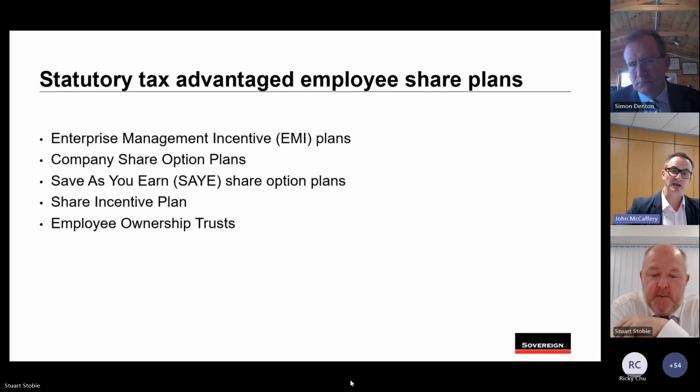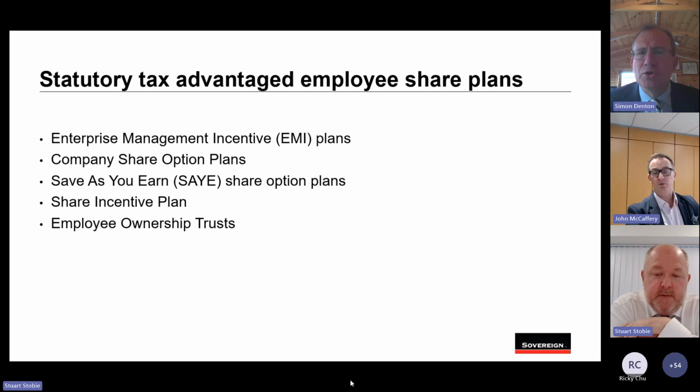So this is for company law purposes, not tax purposes. You need to make sure that there are sufficient reserves in the company to be able to make those contributions. Otherwise, it all falls horribly.